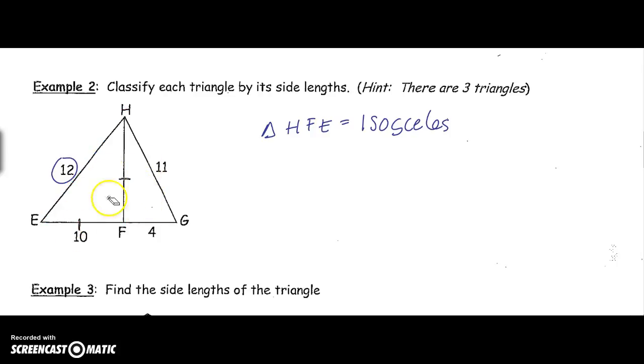Another triangle we have is this one here, HFG. I'm going to leave that side length of 10 right here because we do need that. So again, triangle HFG. All three of those sides are different lengths. Therefore, this is a scalene triangle.